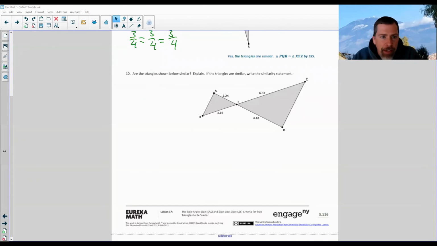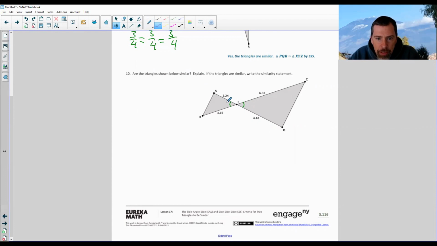Number 10. I think this is the last problem in this very long lesson. Hang in there. We're almost done. Are the triangles shown below similar? Well, let's see. We have an angle here congruent to an angle by vertical angles being congruent. We have a side that forms that angle here that would correspond to this one. We have a side that forms that angle there that corresponds to this one.